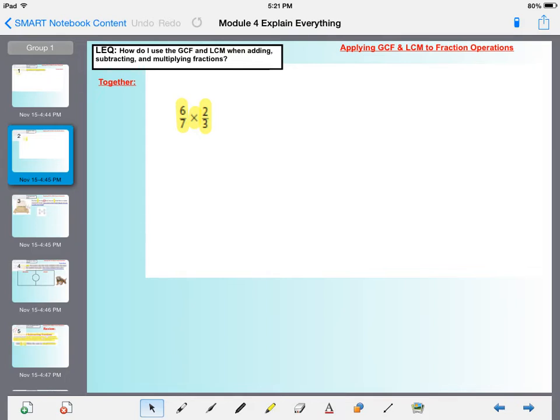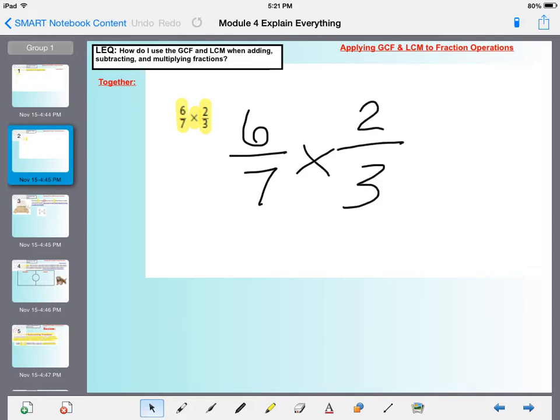Okay, let's go ahead and try another. We have 6/7 times 2/3, and I want to see if there is a denominator and a numerator that have a GCF, or greatest common factor. I'm going to rewrite the 6/7 times 2/3. And I see that this denominator of 3 with this numerator of 6 have 3 in common. 3 goes into itself one time, 3 goes into 6 two times.